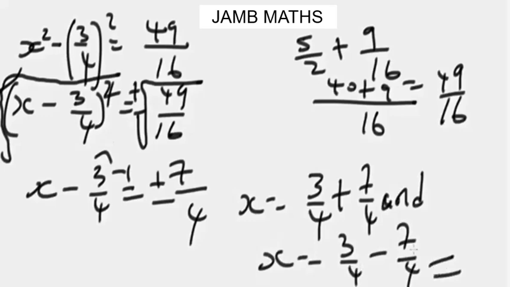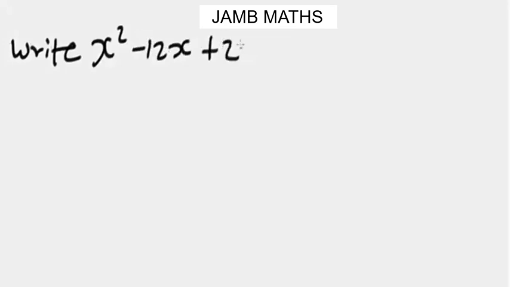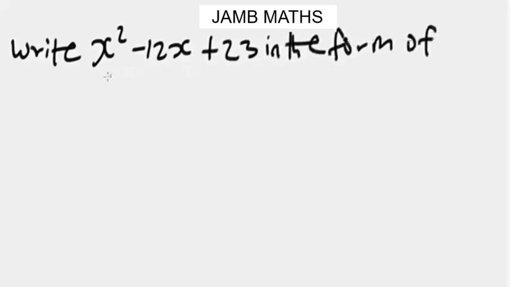Alright, now let me wipe this and give you guys a past math question to test your knowledge on this before I call it a class. Let's wipe this. Okay, so look at your math practice question. The question says write x squared minus 12x plus 23 in the form of (x plus p) squared plus q. Alright, so this is your math practice question.